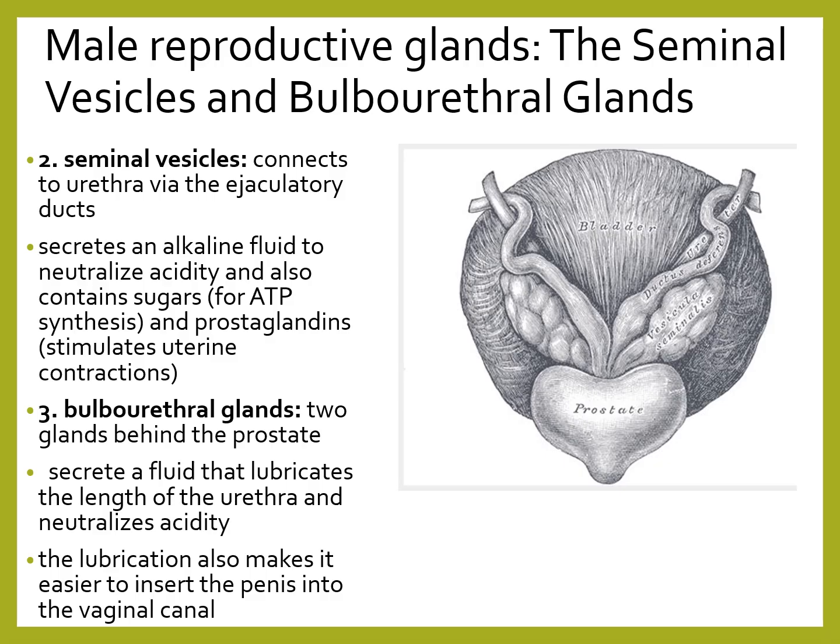These are two glands behind the prostate. They're not shown here, but if I wanted to actually put the urethra here, the bulbourethral glands would be located about here. Bulbourethral glands, also known as Cowper glands. Their secretion is a thin, slippery fluid which will lubricate the tip of the penis so that it can be inserted into the vaginal canal.